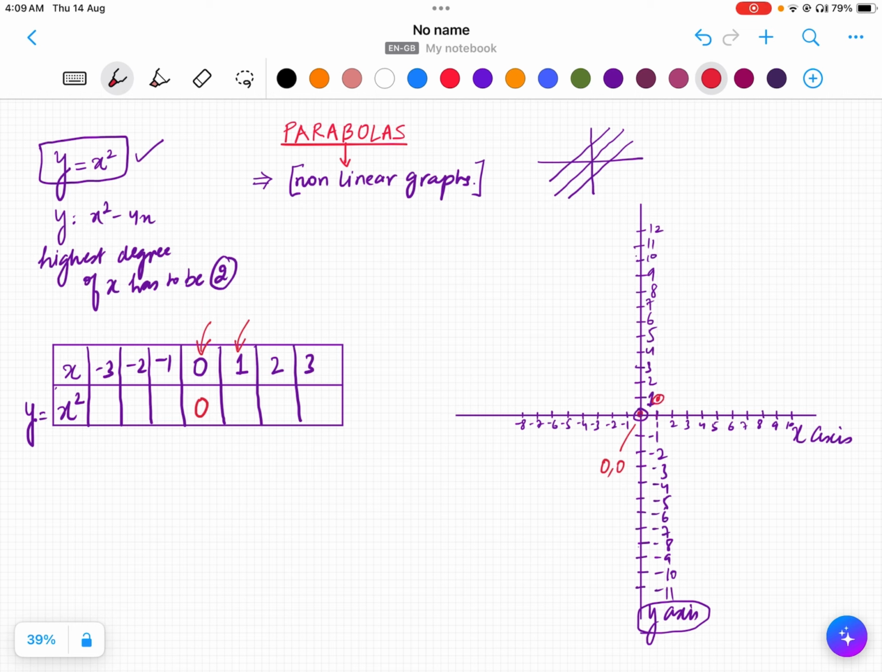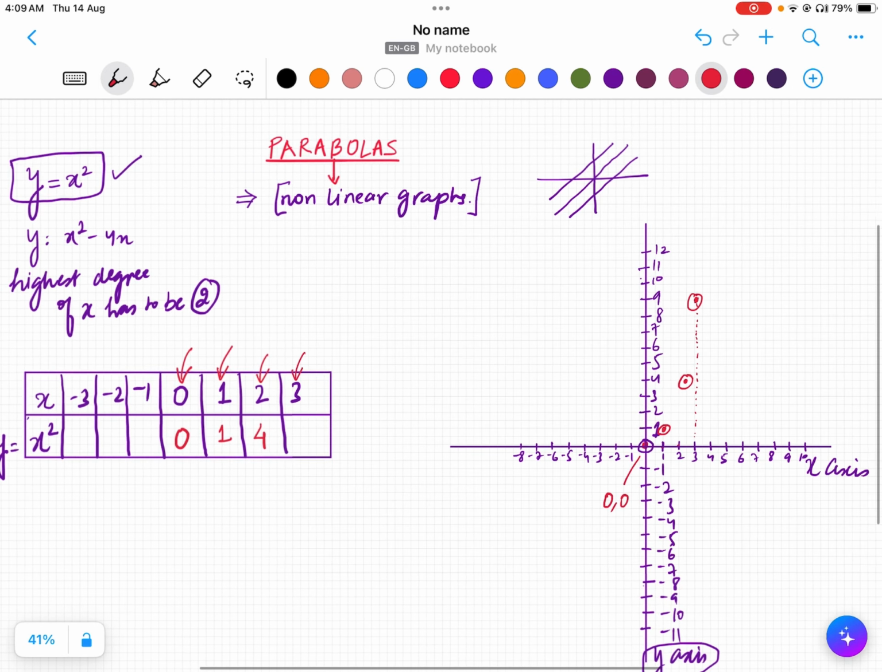Similarly, at x is equal to 2, we get y is equal to 2 square, which is 4. So at x is equal to 2, we get y as 4, right? Next, at x is equal to 3, we get y as 9. So at 3, I'm just going to take this helping line and see where does it go. So it goes up until here, right?